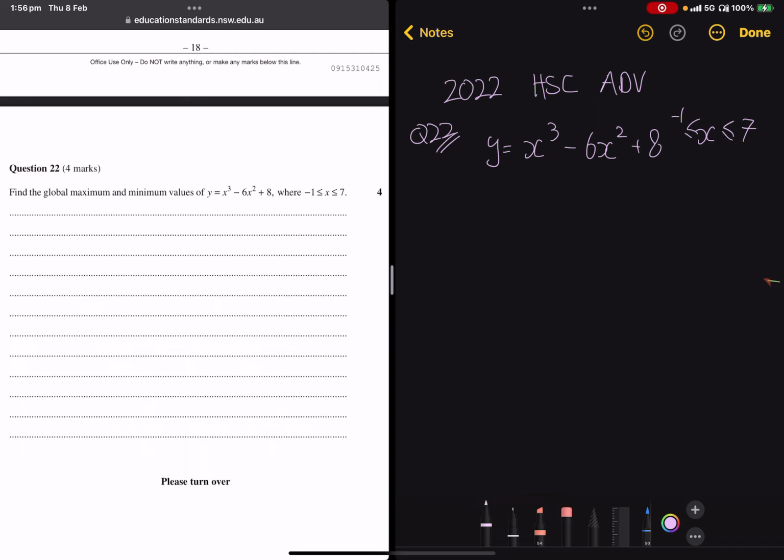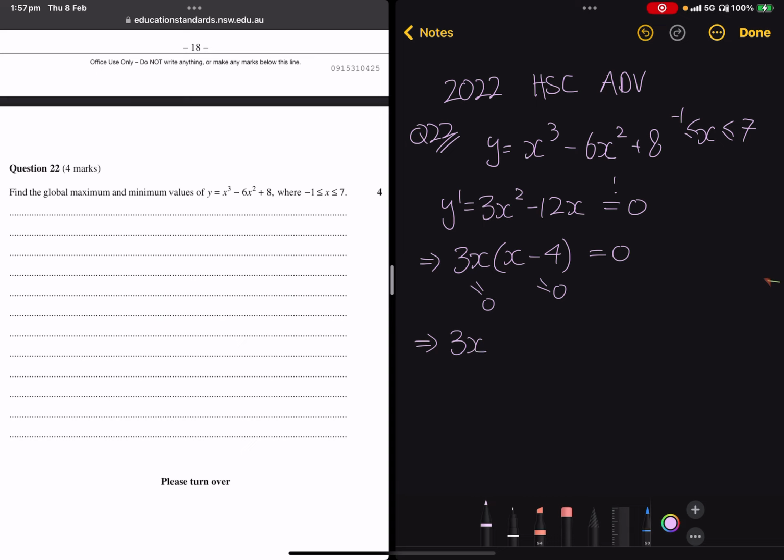So first we want to do a first derivative. So y prime is equal to 3x squared minus 12x, and we're going to set this equal to 0. Setting the first derivative equal to 0 usually helps us find maximum and minimum values. If we do some factorization, we get 3x times (x minus 4) is equal to 0. Either this is equal to 0 or this is equal to 0.